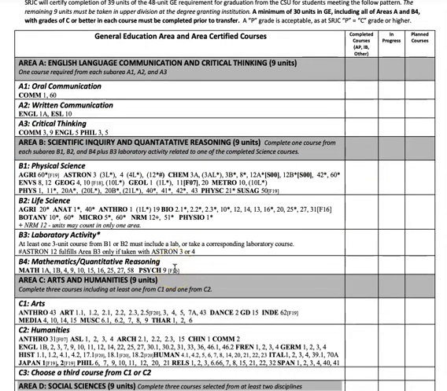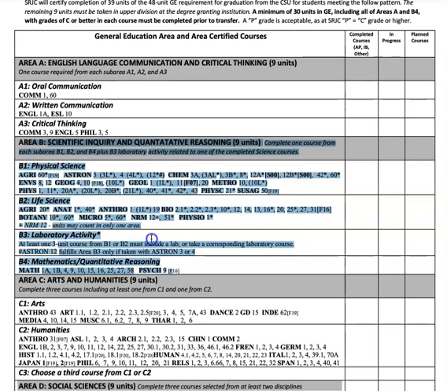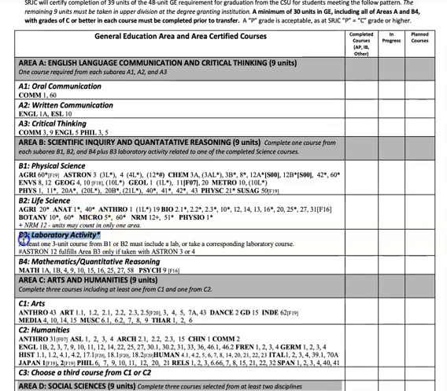Moving down to Area B, this is scientific inquiry and quantitative reasoning. You need 9 units in this area. So it's this entire area here, science and math. This one is outlined with a little asterisk here I'm going to get to. You need to have at least one Area B1 physical science, one B2 life science course, and then you need a lab course. The lab course, you want to read this thoroughly.